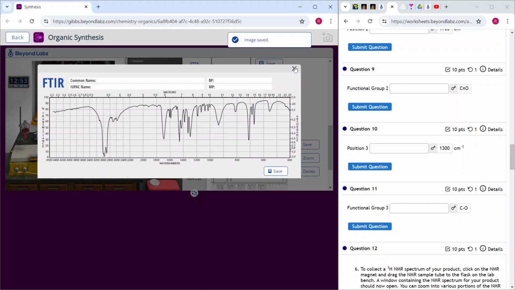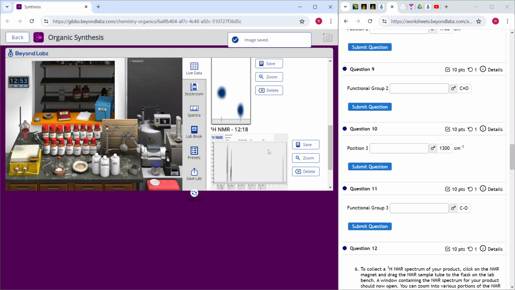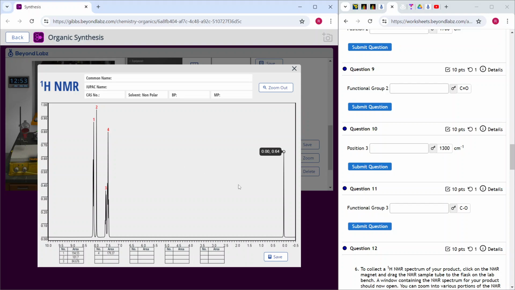I'm going to hit save over there. I'm going to close that. Now for the proton NMR, I'm going to zoom in. Okay, so here you go. I'm going to zoom there.